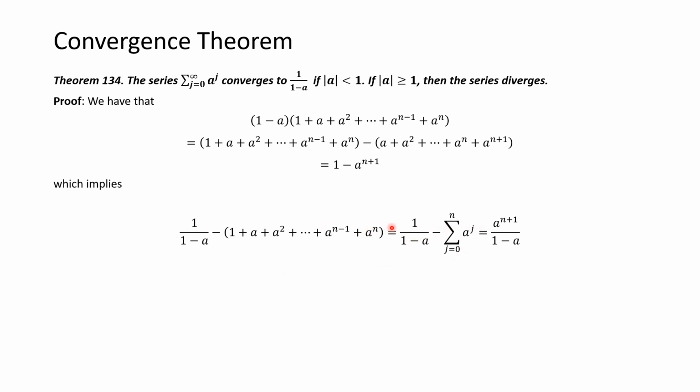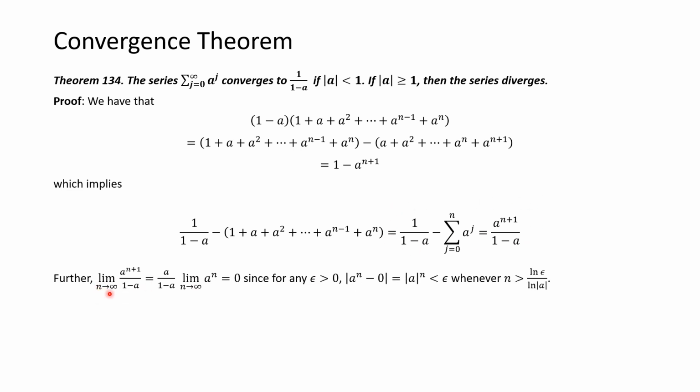And I've just rewritten this partial sum here this way. You'll see why I did that in a minute, but I want to take the limit as n goes to infinity. Then you take the limit as n goes to infinity of this. You can factor out an a over 1 minus a. And then you just have the limit as n goes to infinity of a to the n. And I claim that's equal to 0.